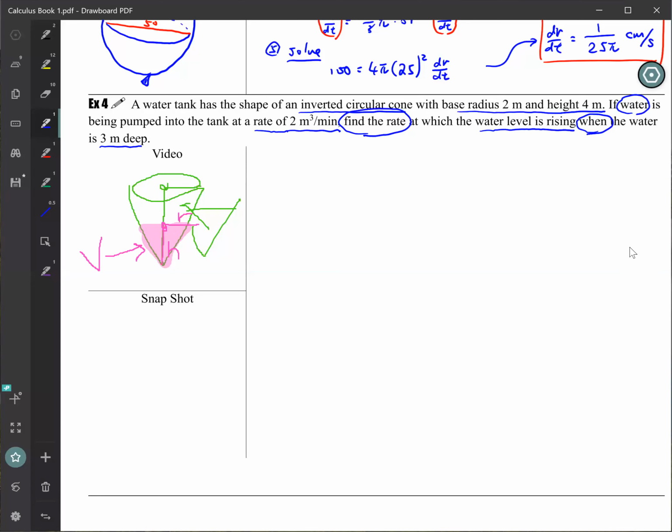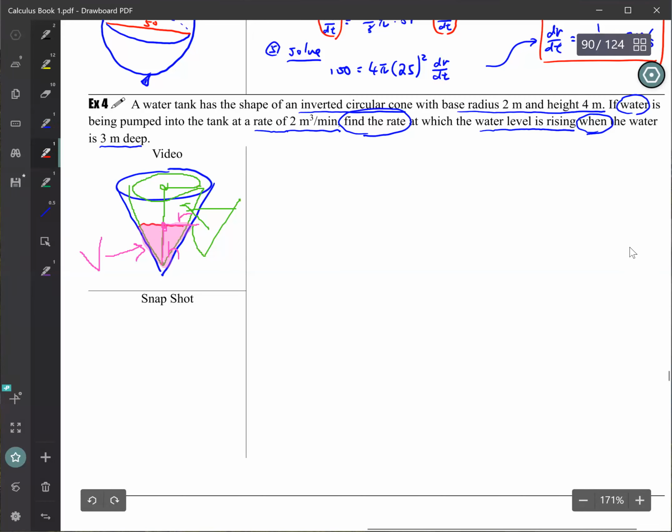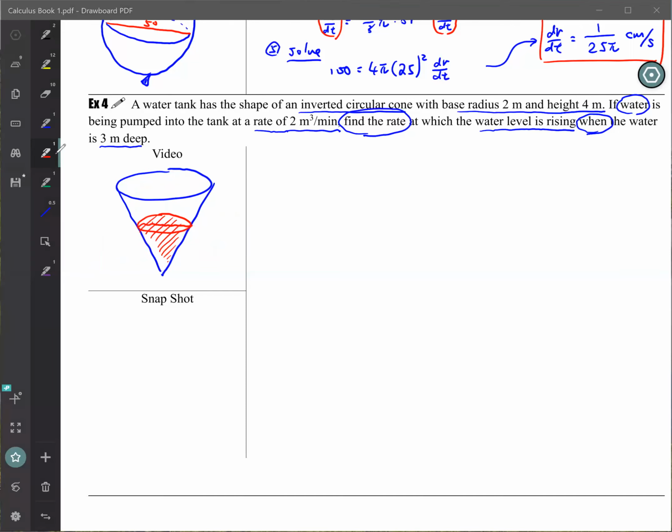Okay, I'm just gonna retrace it. And then we get the water level, right? And I'm gonna make the water also 3D as well. Okay, here it is. So we have the water level.